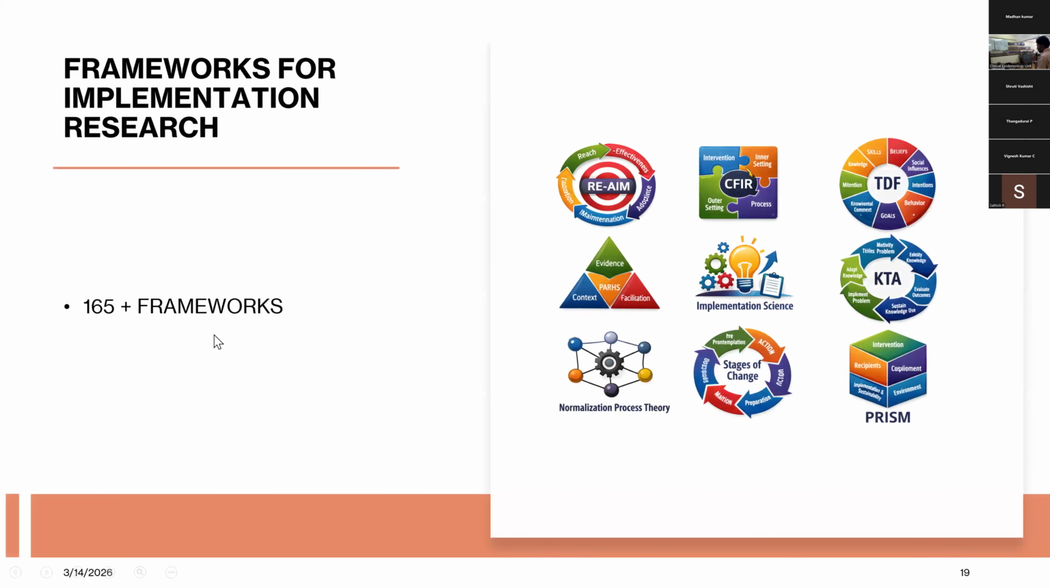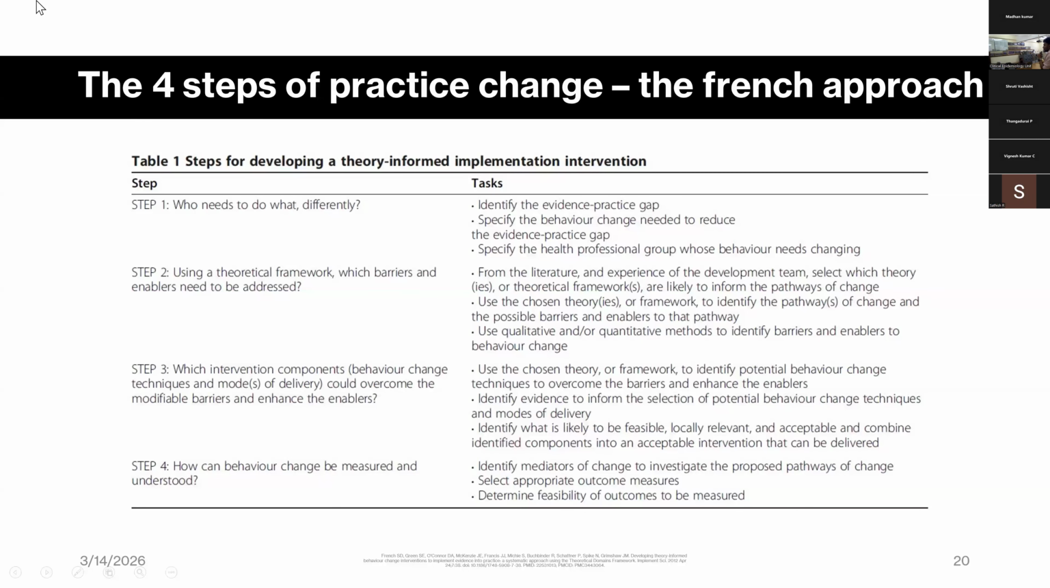So there are numerous frameworks for implementation. Two of which we saw included the CFIR framework and the RE-AIM framework. Other frameworks include the KTA framework, the TDF framework, and the PRISM framework, which I'll not be discussing in detail. So there's also another approach to implementation science called the French approach, and it is a 4-step approach towards practice change. How do we develop an implementation intervention?